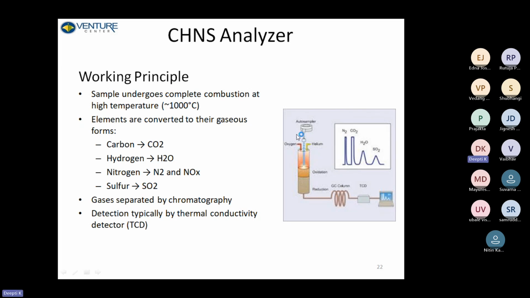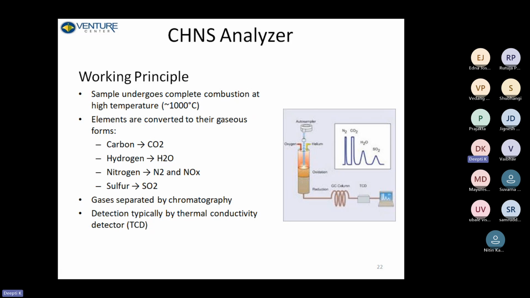Here it's very simple. The sample is usually combusted. It undergoes complete combustion at high temperatures, around 1000 degrees Celsius, and is converted into gaseous form. Carbon will be converted to CO2, hydrogen to H2O, nitrogen into N2, and sulfur into SO2. This gas is then directed into a GC equipment, which has the GC columns, TCD detectors, and other parts, which help detect which gas is coming out. So this is how a CHNS analyzer works.